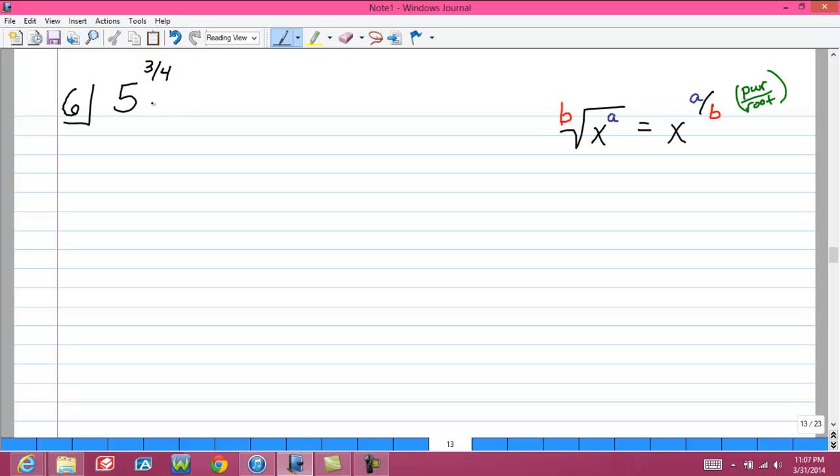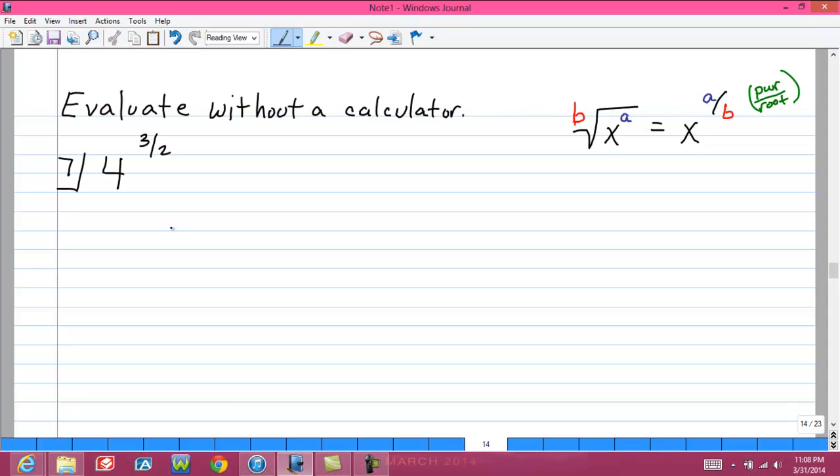Example 6. The 3 is the power, the 4 is the root. Rewrite the base, put the radical symbol around it, power, root. This can also be written as the 4th root of 5 raised to the 3rd power.